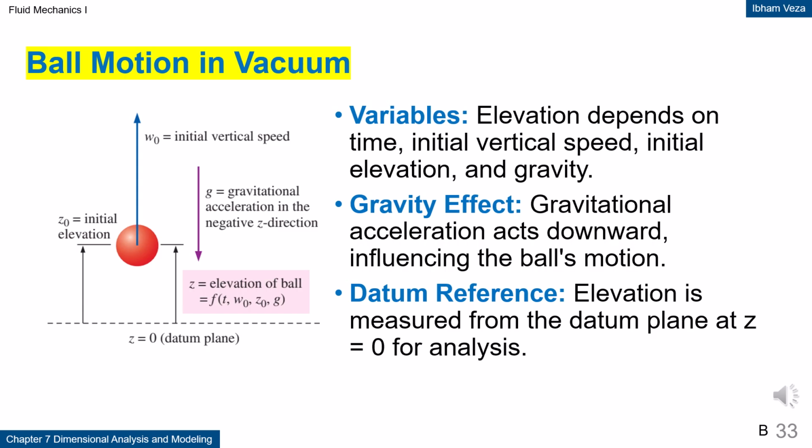Ball motion in vacuum. The motion of a ball in vacuum is used as an example of applying dimensional analysis to a classical mechanics problem. The height of the ball depends on time, initial velocity, initial position, and gravitational acceleration.